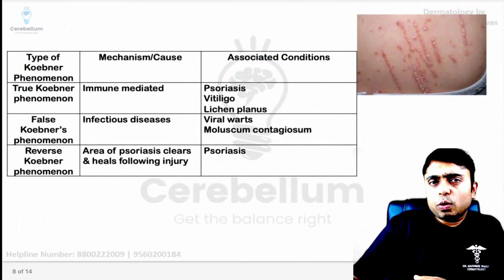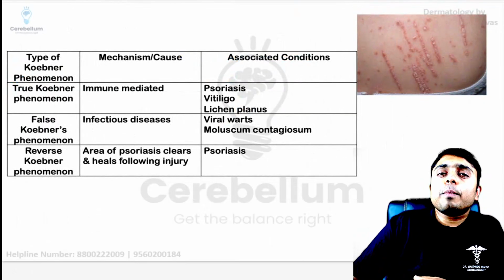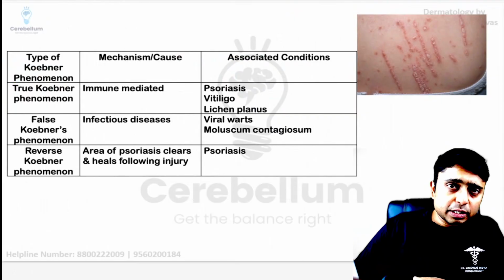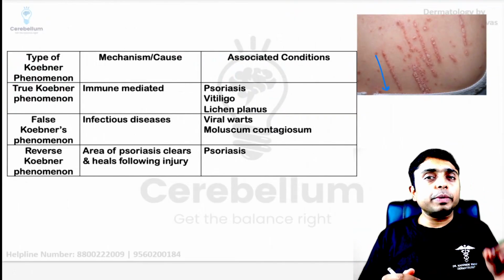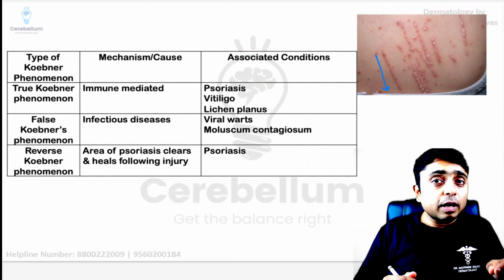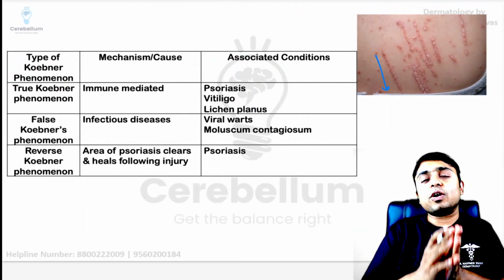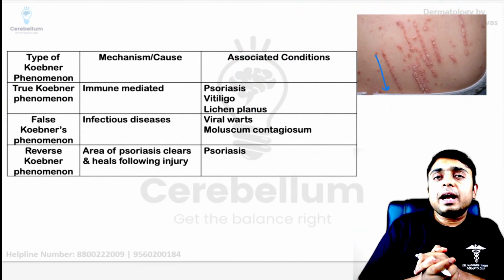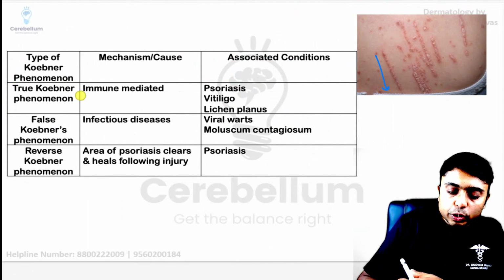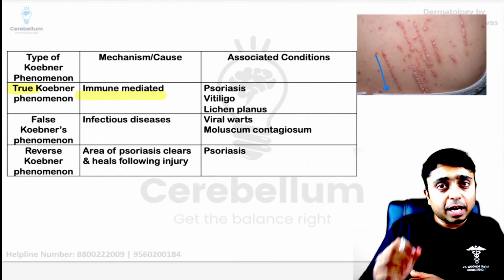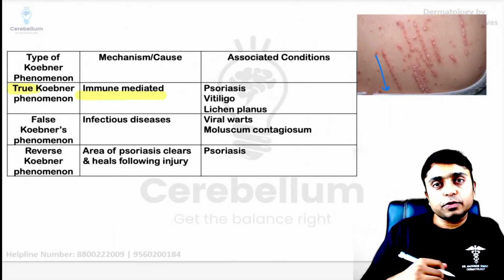And you must know that if there is a trauma in the patients of psoriasis or lichen planus or vitiligo, then along the lines of the trauma, there is going to be the development of similar looking lesions in all these patients. And because the underlying mechanism is autoimmunity, these lesions are referred to as true Koebner's phenomenon.